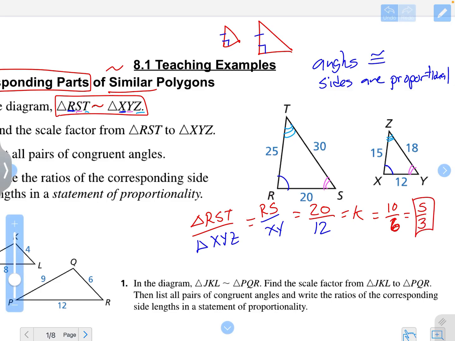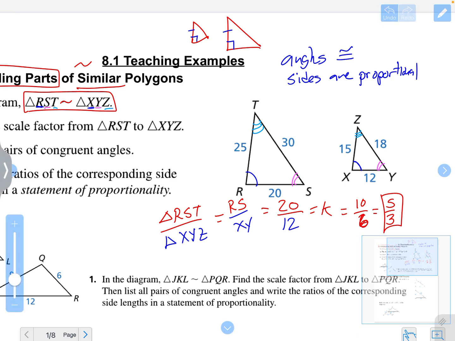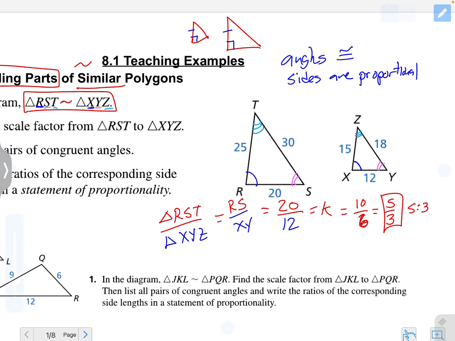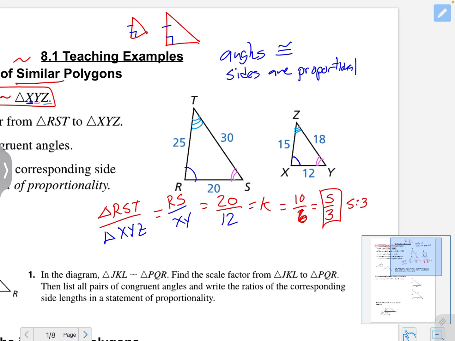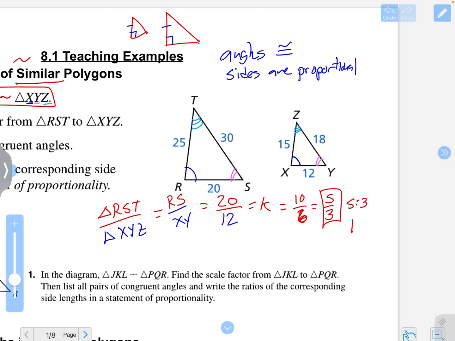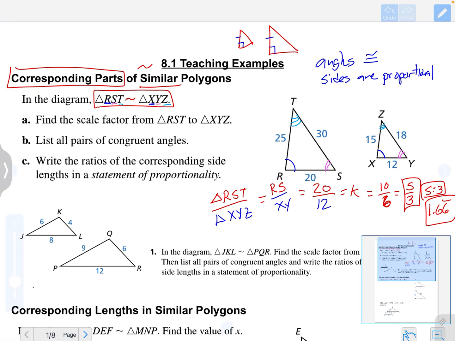So our scale factor from RST to XYZ is 5 to 3, and we can write that as a fraction, or we can write it as a ratio, or a decimal, which would be 1.6 repeating. All three of those represent our scale factor.